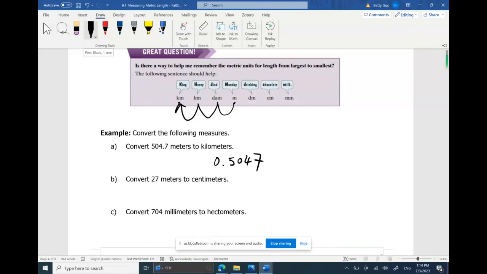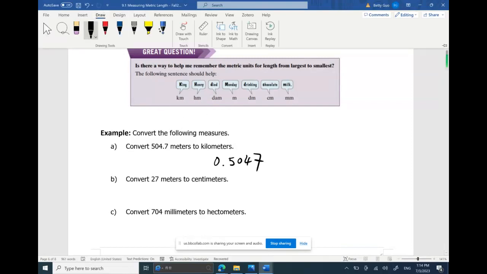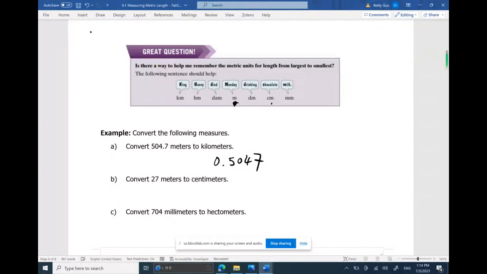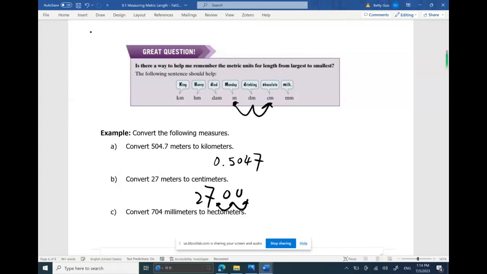Part B, convert 27 meters to centimeters. We use the same diagram. From meters to centimeters, we go to the right twice. Same thing, move the decimal point in 27 to the right twice, and we get 2700. So 27 meters is the same as 2700 centimeters.